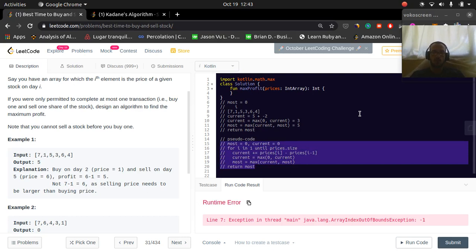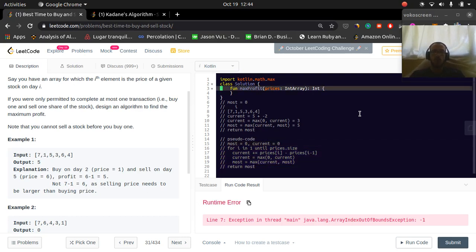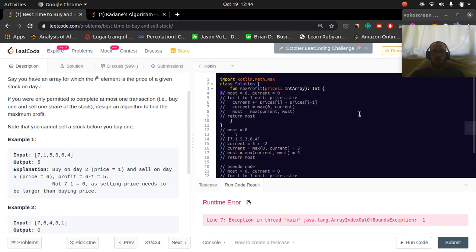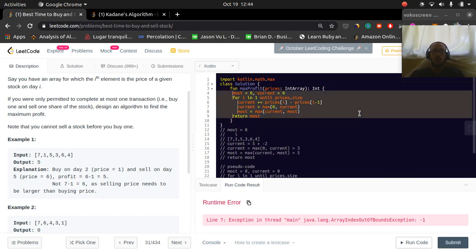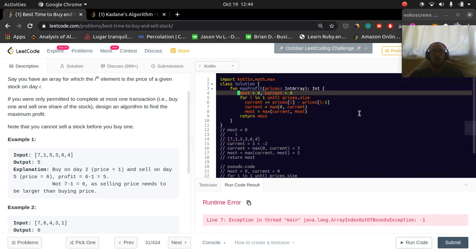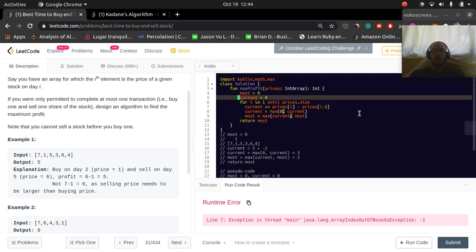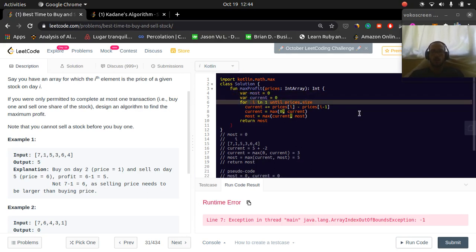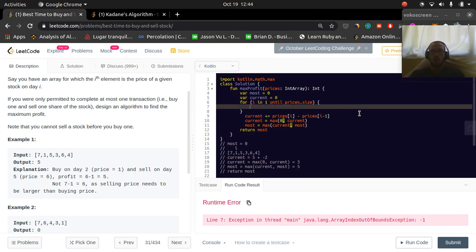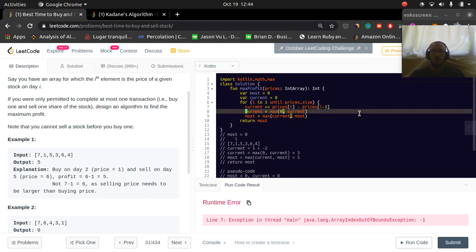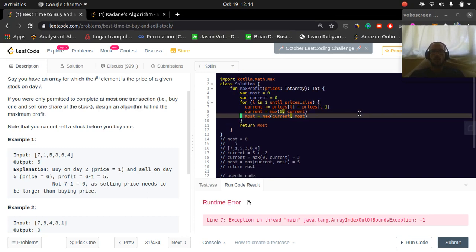Okay, so let's convert that to Kotlin. Clean this up. Anything else? Okay, let's see if that works.